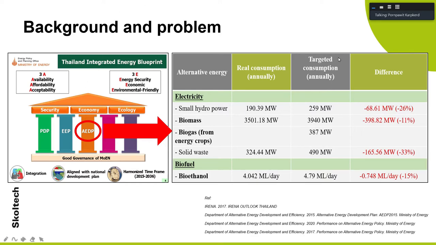But for some alternative energy, as you see in the right table, for example, the electricity generated from small hydropower, from biomass, from biogas, from energy crops, solid waste, and also bioethanol, they haven't met the target yet. There are several megawatts of difference from the target. And with this reason, I want to investigate why in Thailand some alternative energy types haven't met the goal, while some alternative energy such as wind power and solar power already met the target.